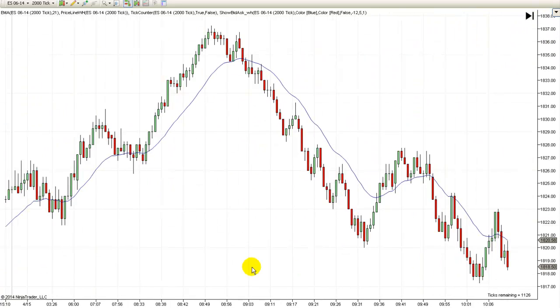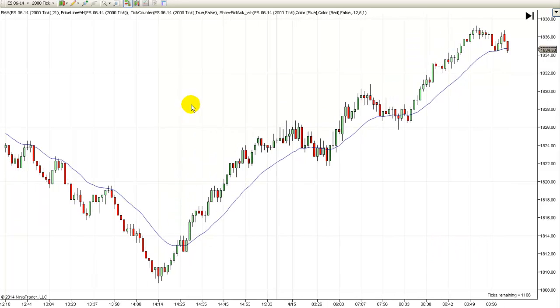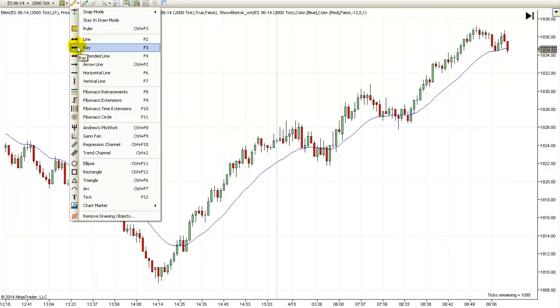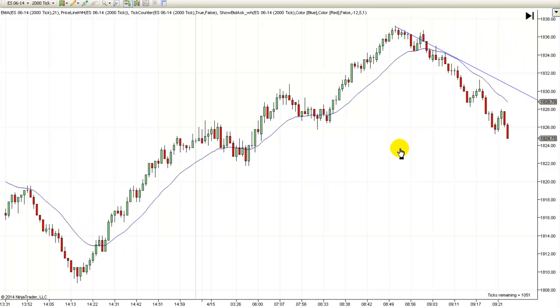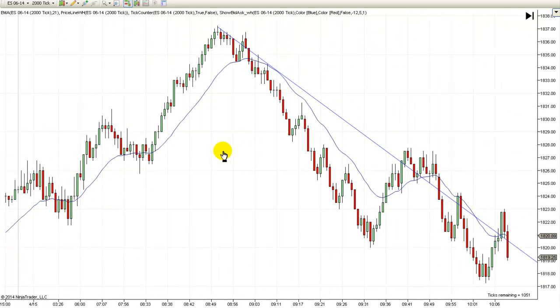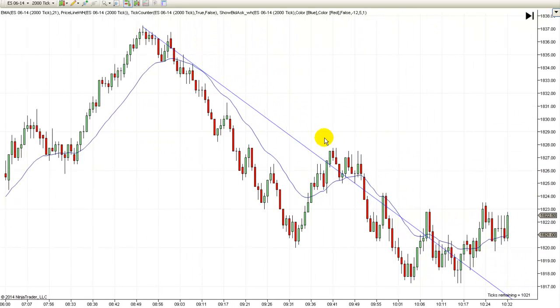But generally, all you got to do is draw it off those first two swings. And if it's not fitting, you just readjust it. We'll draw that off of those swings. We did get a little break outside of it there. But you can see that trend line is real close, and you might have wanted to adjust it some right here.